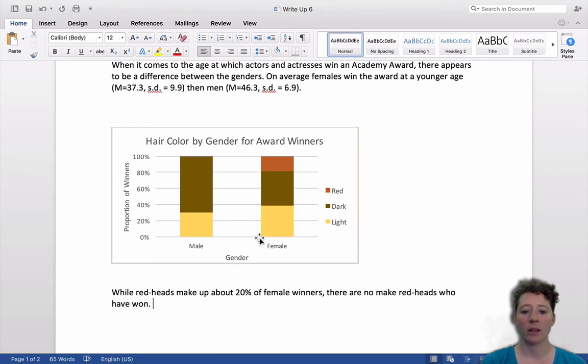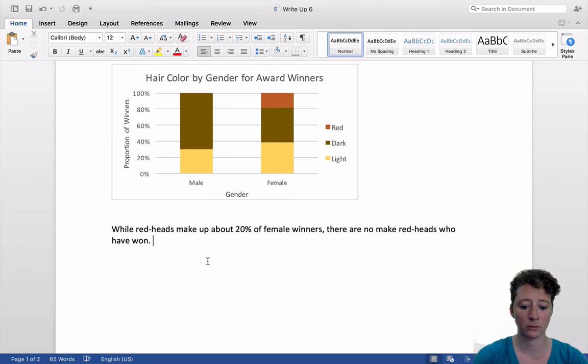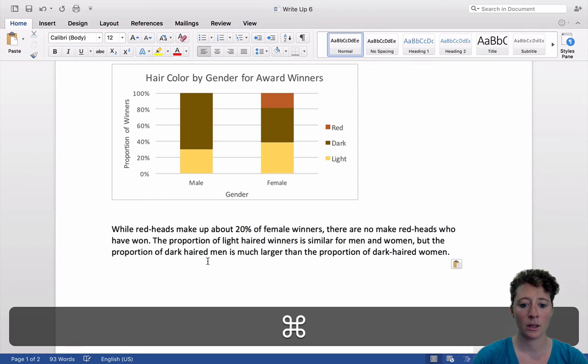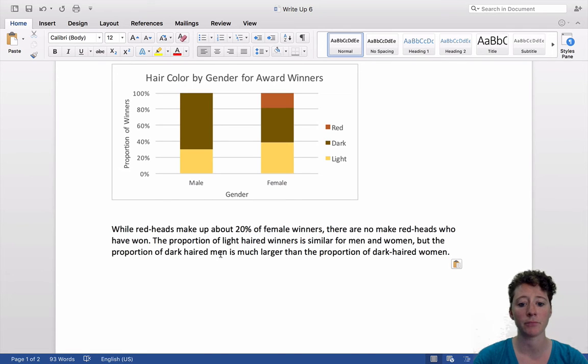What else do we see? The proportion of light-haired winners is about the same for men and women, but the proportion of dark-haired men is much larger than the proportion of dark-haired women. So let's also put that into our write-up. The proportion of light-haired winners is similar for men and women, but the proportion of dark-haired men is much larger than the proportion of dark-haired women. So that's what we just said.